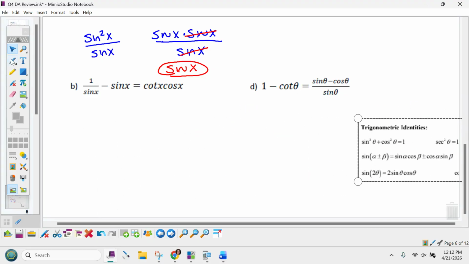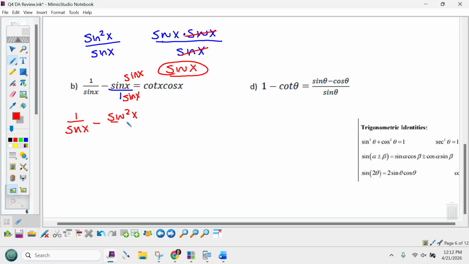Okay. Anytime we have a fraction, I need a common denominator. And I know my answer is going to be cotangent times cosine, so don't touch the right side. We can only change one side. And so I need the second fraction after the subtraction to have a denominator of sine x. That means I need to multiply the numerator by sine x. So that gives me sine squared x over sine x. And now that we have a common denominator, we can make this into one fraction.